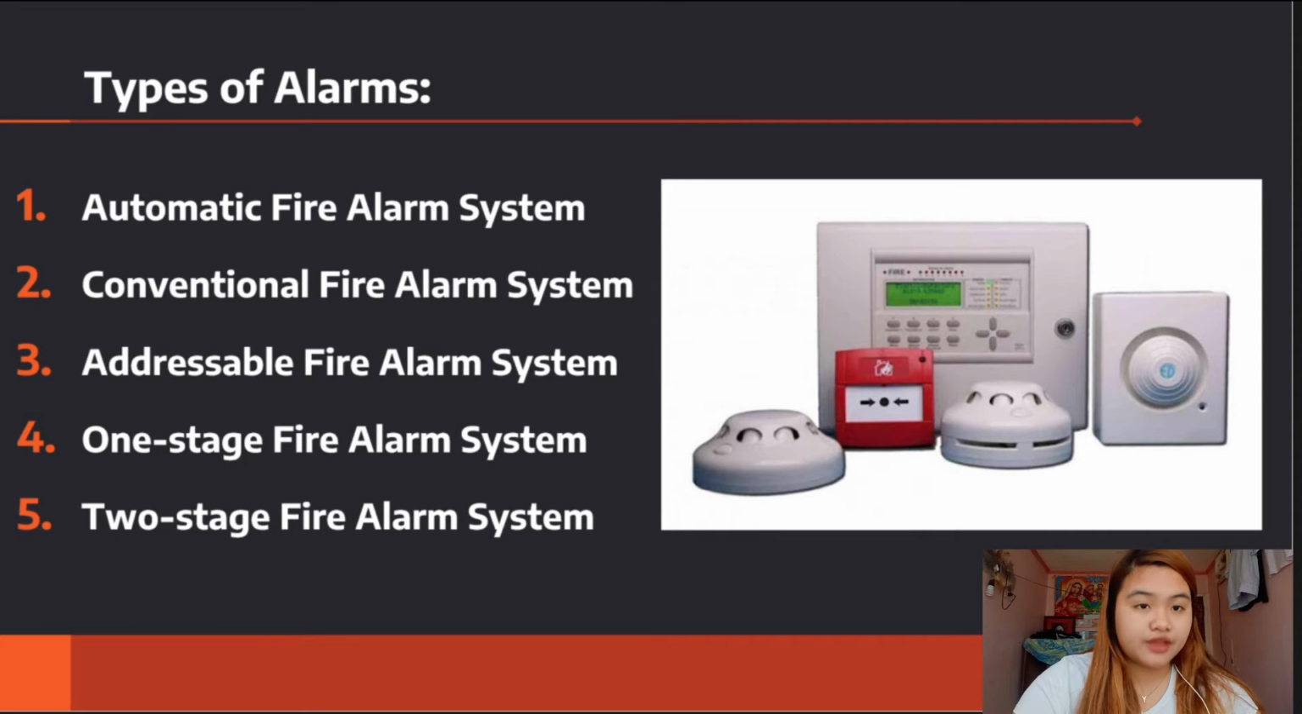So there are 5 types of alarms. The first one is the automatic fire alarm system. The second one is the conventional fire alarm system, then the addressable fire alarm system, and the one-stage and two-stage fire alarm systems.